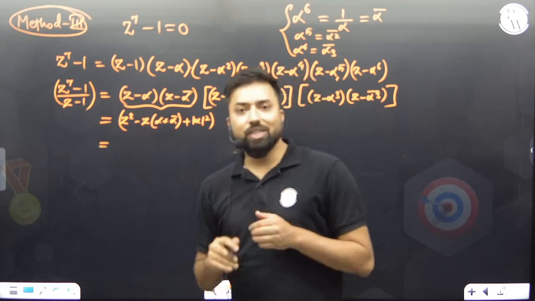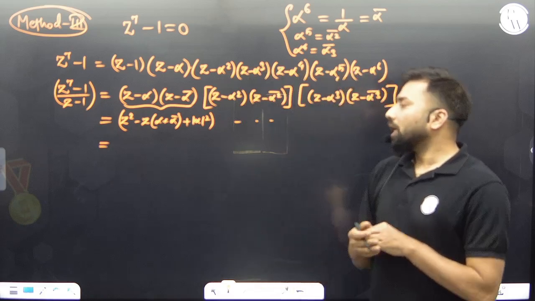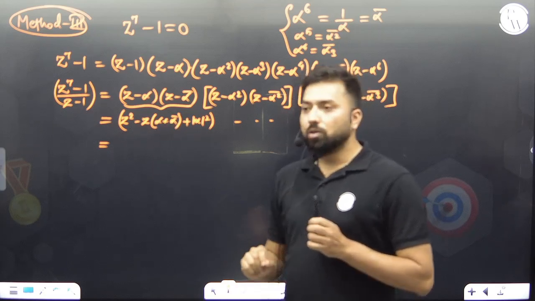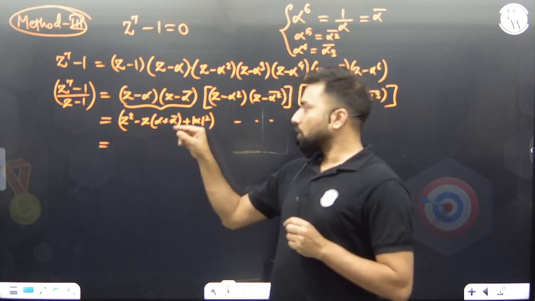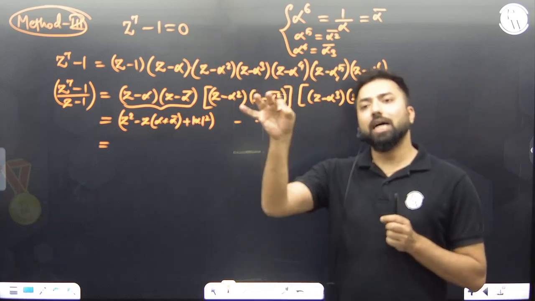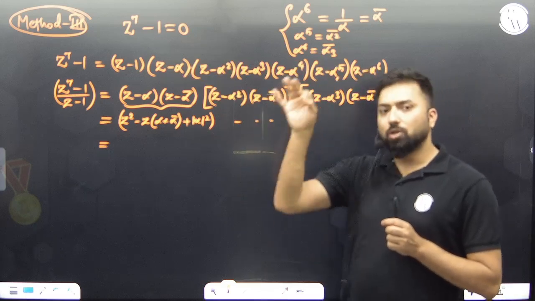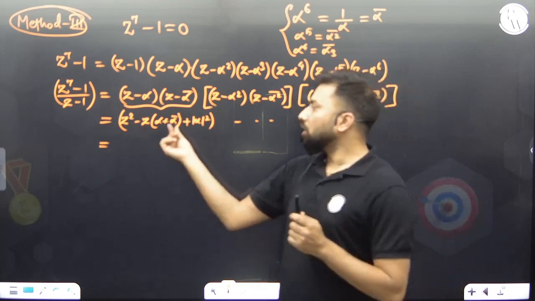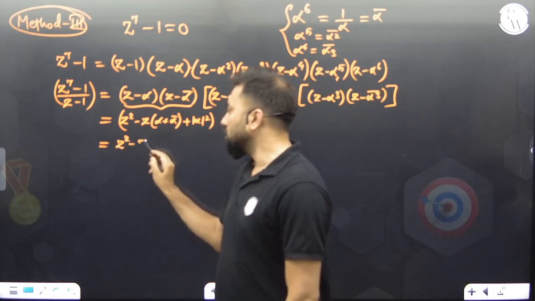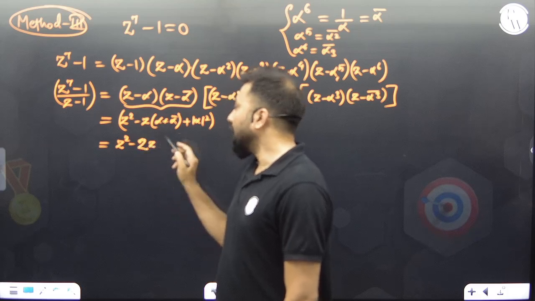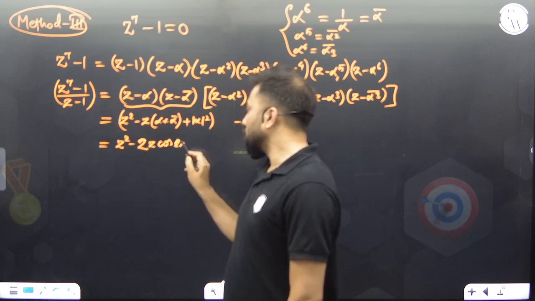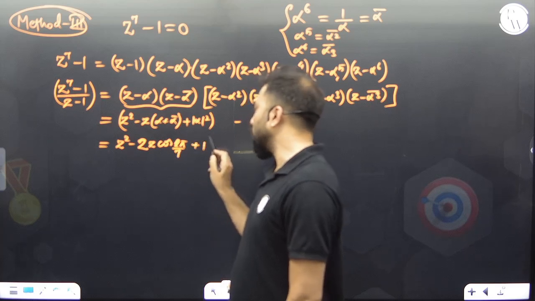Now what is alpha? Alpha is the 7th root of unity. So if I write alpha plus alpha bar, this alpha would be of the format cos theta plus i sin theta, and this will be of the format cos theta minus i sin theta. So those sin theta terms, the imaginary terms, will get cancelled out. So here we'll be getting 2 times the real part, right? So I can write z square minus 2 times z, and real part of alpha will be cos 2 pi by 7, and this will become plus 1, right?